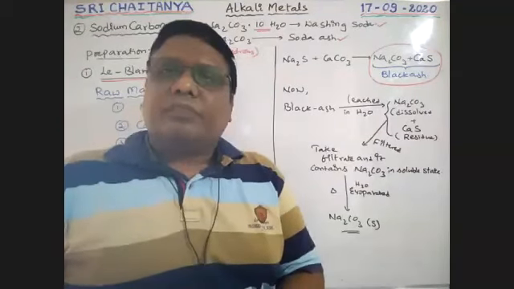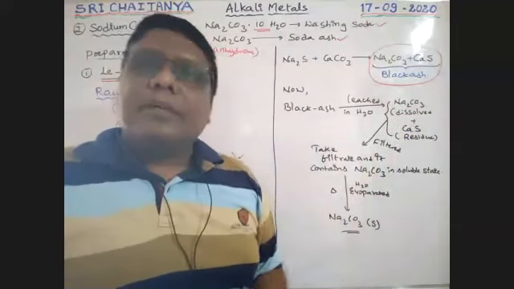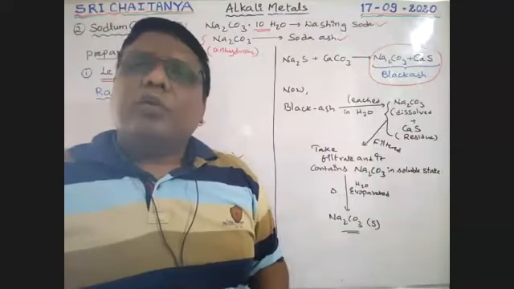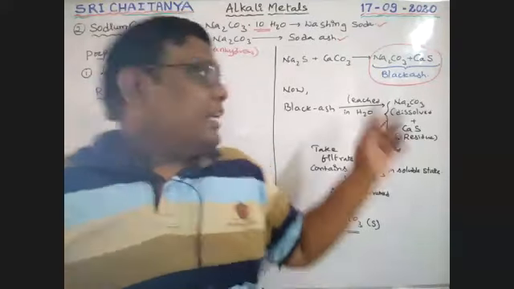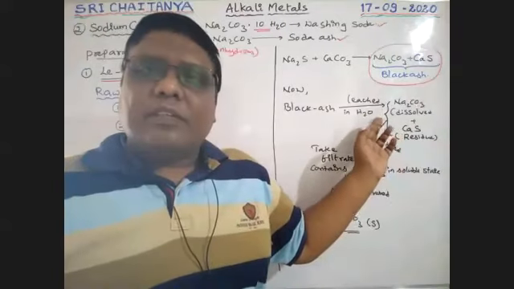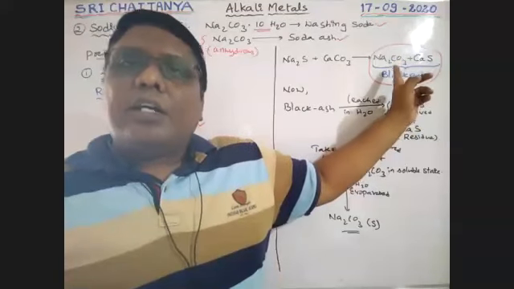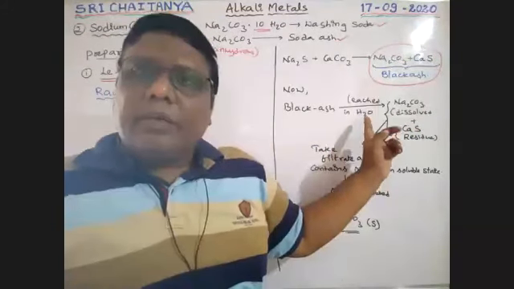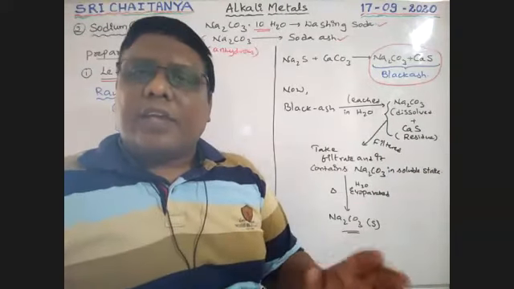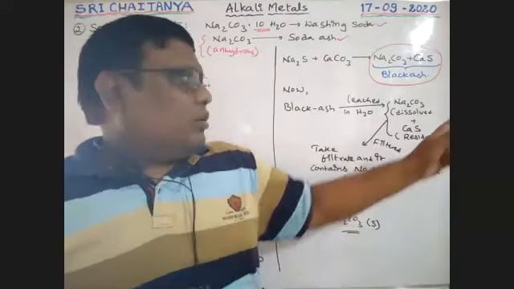A mixture of sodium carbonate and calcium sulfide is called black ash. So there Na2CO3 is there. To separate that Na2CO3, first of all it is dissolved in water, and that is called the leaching process. The sodium carbonate is soluble in water, but not calcium sulfide. Calcium sulfide is not soluble in water, so it is precipitated as a residue.